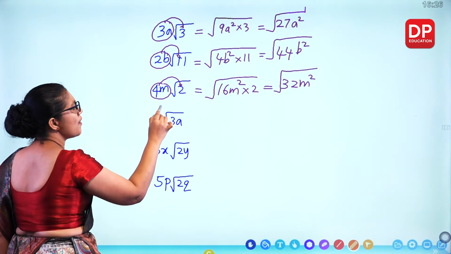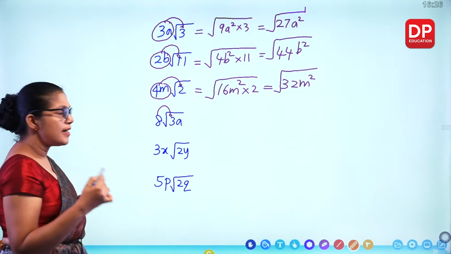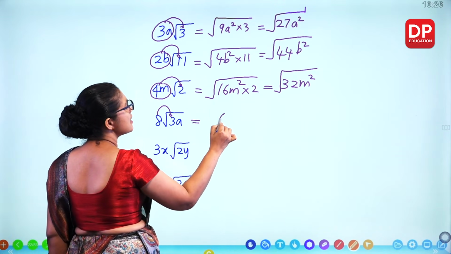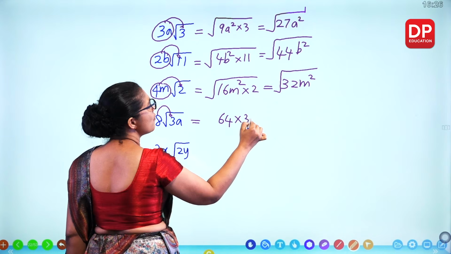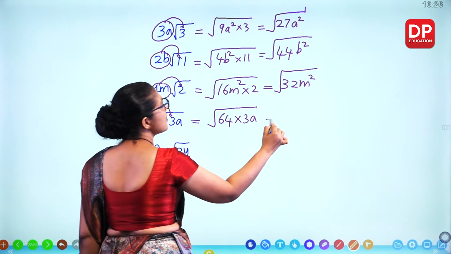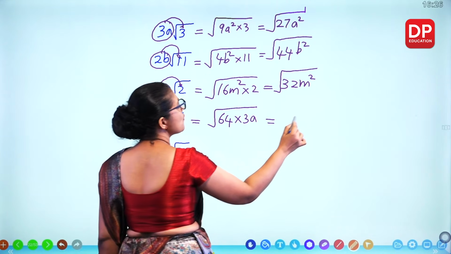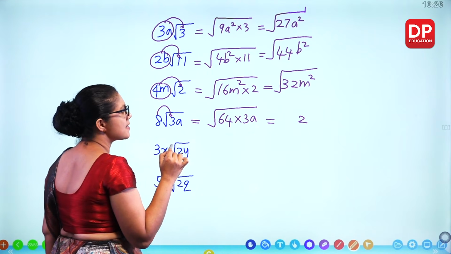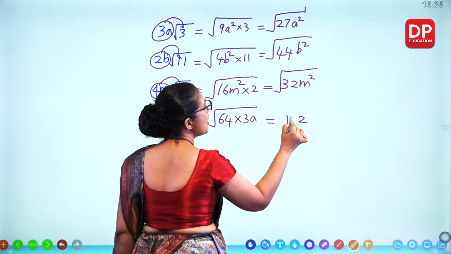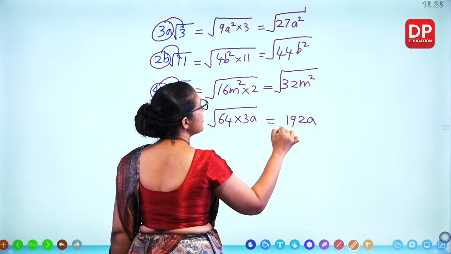This one, you have to take 8 squared inside. 8 into 8, 64. 64 times 3a. What's 64 times 3? 3 times 4, 12. 1 remaining. 3 times 6, 18. Plus 1, 19. A.